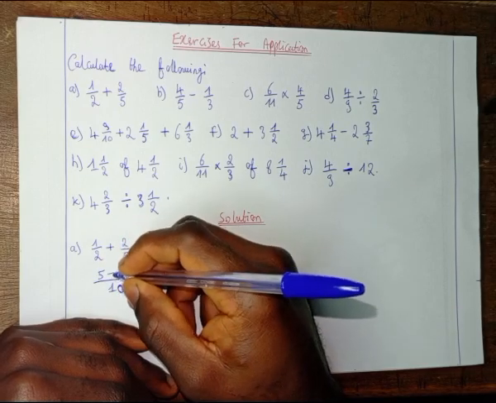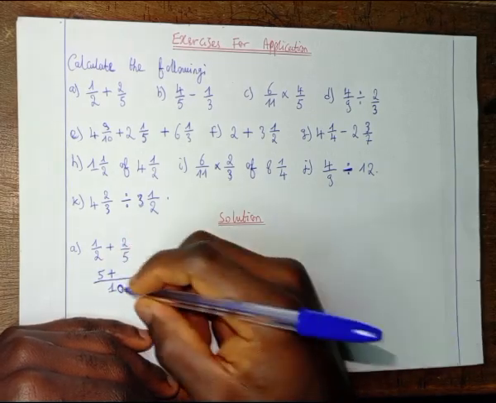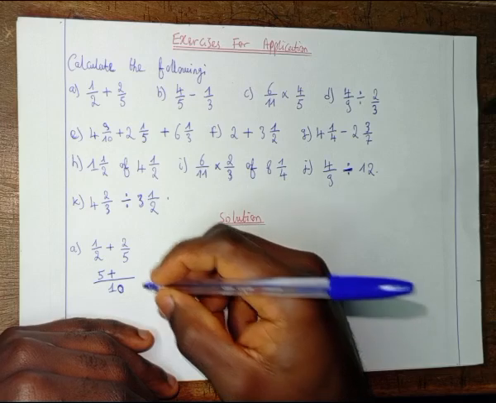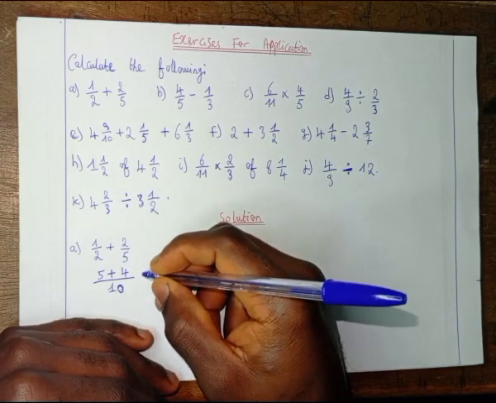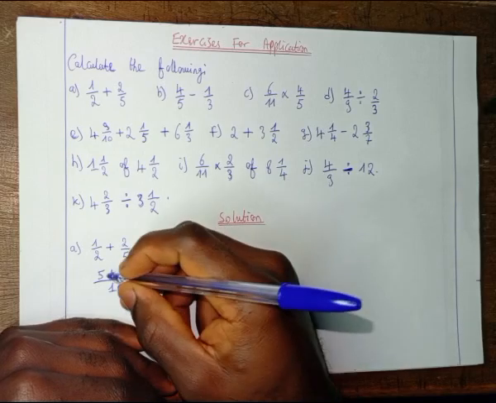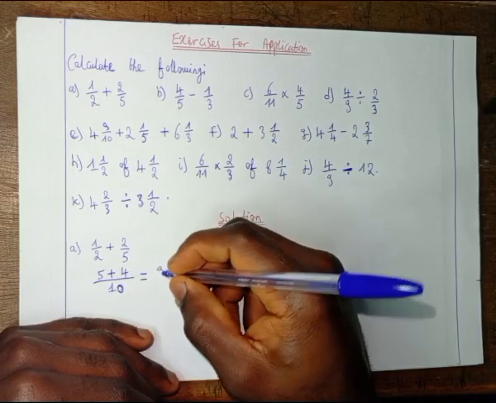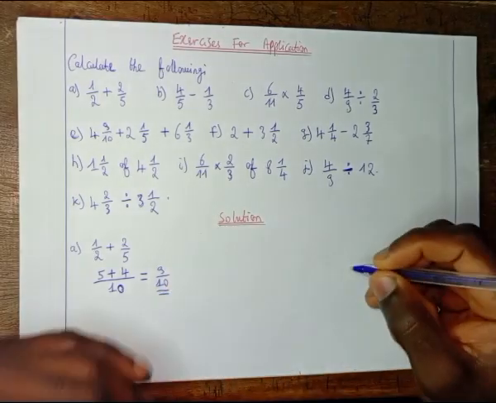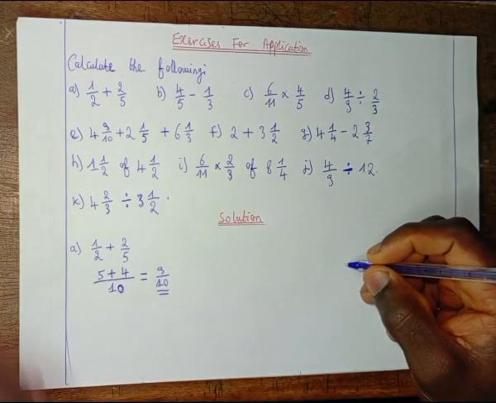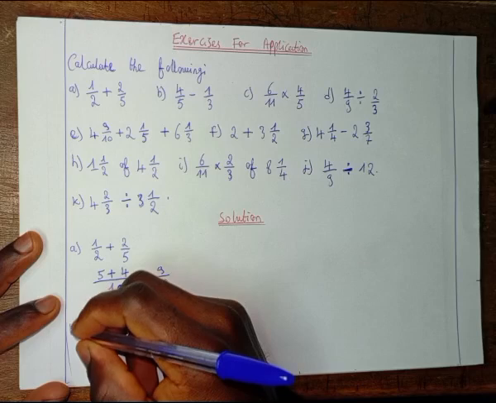We bring down the operation sign, which is plus. 10 divided by 5 gives us 2. 2 times 2 gives us 4. This will simply be equal to 5 plus 4 gives us 9 over 10. The answer will simply just be 9 over 10. We go now to question B.